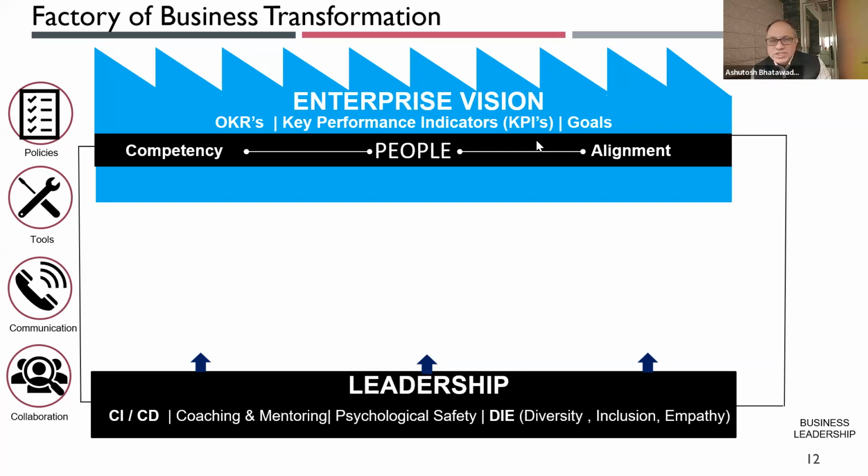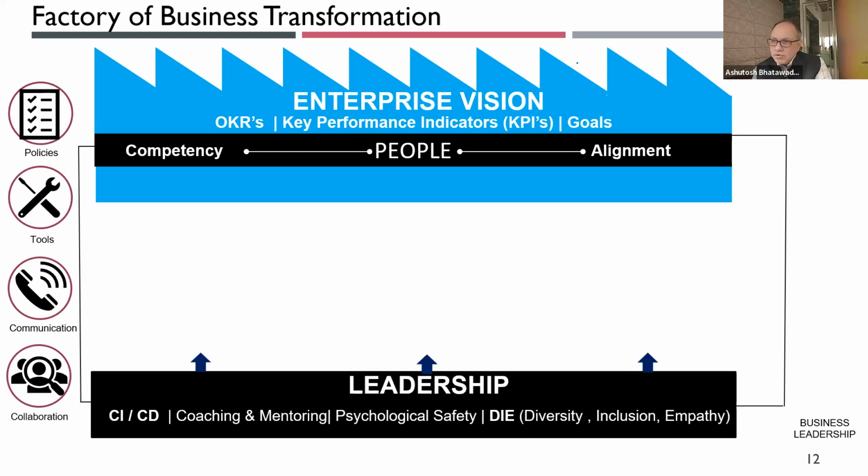And leadership has to do CI/CD. Now, this is not the DevOps CI/CD I'm talking about. It is about continuous improvement and continuous development of people. That is what I mean. Leadership has to play a role of coaching and mentoring. Leadership has to provide psychological safety to my teams, to the people who are there. And leadership has to work towards diversity and inclusion. I think that's one of the key measures: diversity, equity, and inclusion, along with empathy. So that's where leadership plays a crucial role.